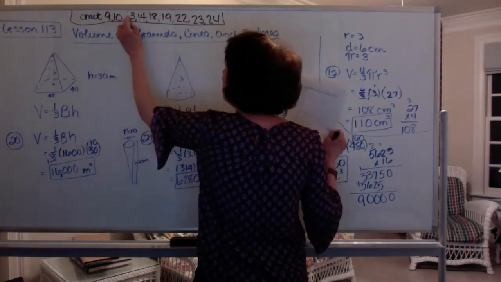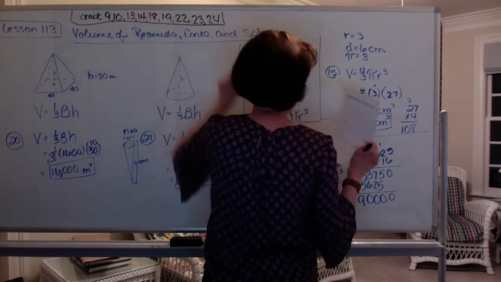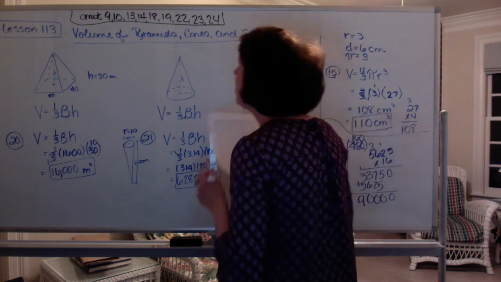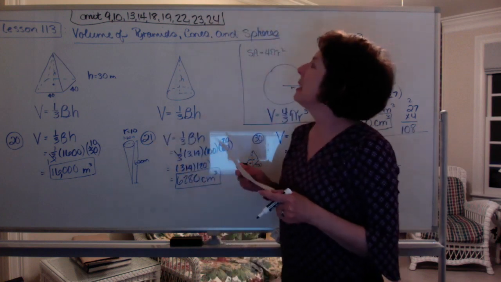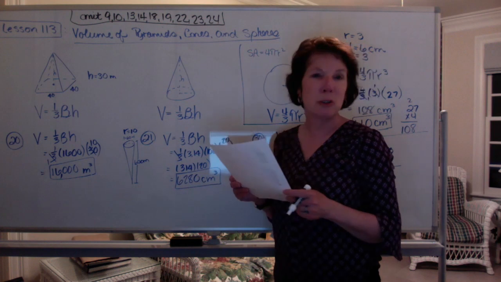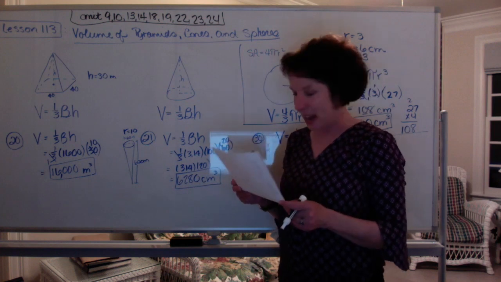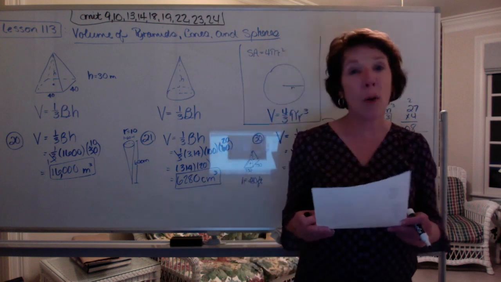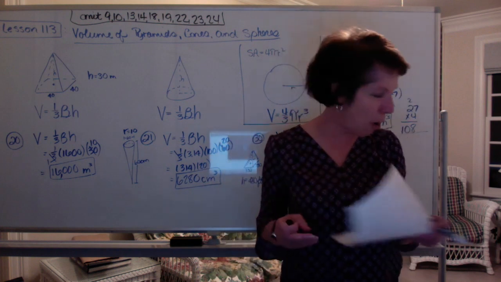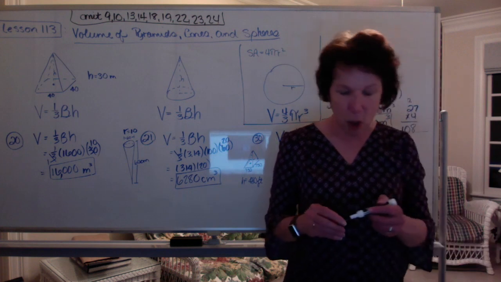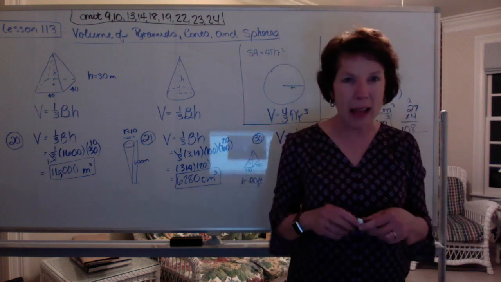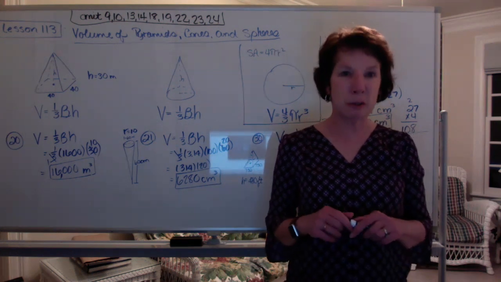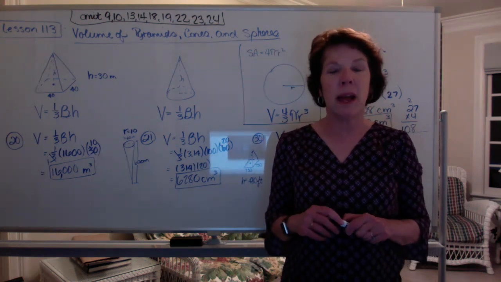Let's count those. 1, 2, 3, 4, 5, 6, 7, 8, 9. So 9, 10, 13, 14, 18, 19, and 22, 23, and 24. And we did 4 problems together. So you're almost halfway there. So this will be our last Zoom get together tutorial today, Tuesday at 1 or 2.